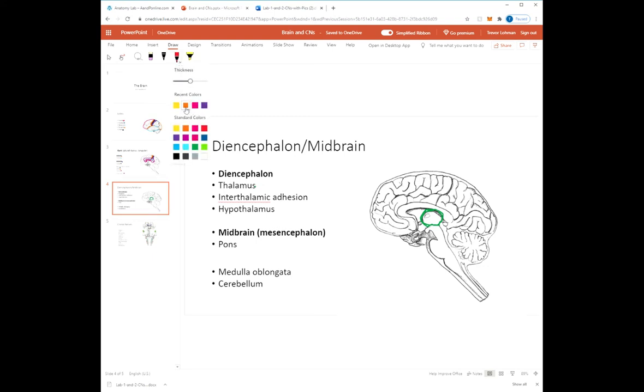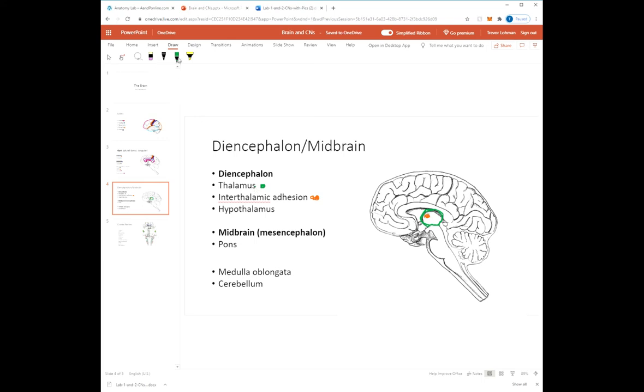Let's do orange and outline this little dot right here, which is the adhesion point between the 2 hemispheres of the thalamus, because we're looking at just one half of the brain right now. This is a sagittal view. So we'll label the interthalamic adhesion orange and the thalamus green.